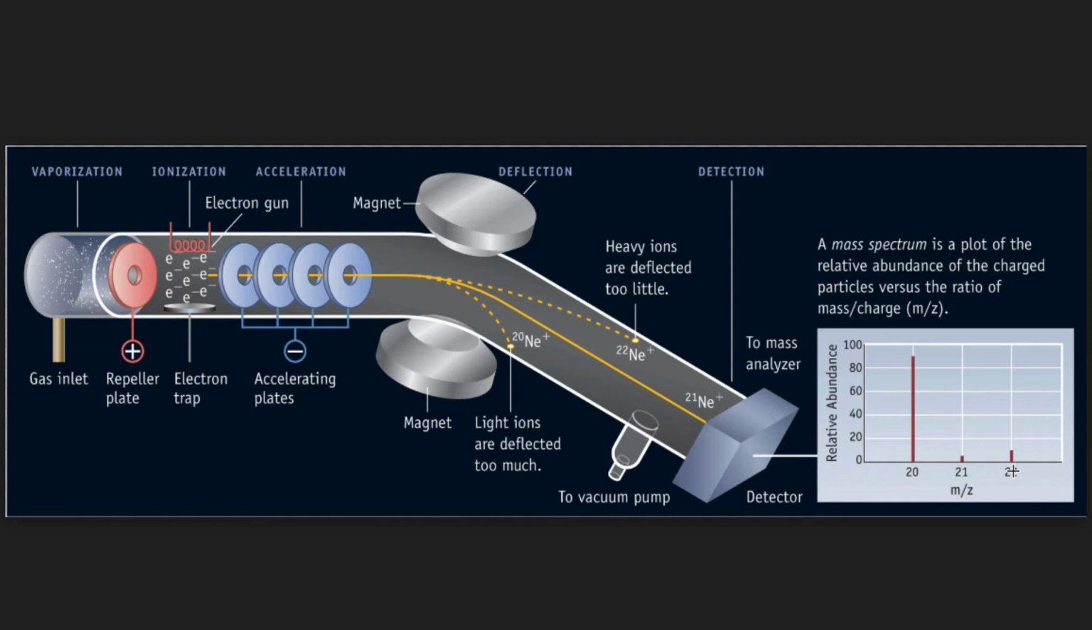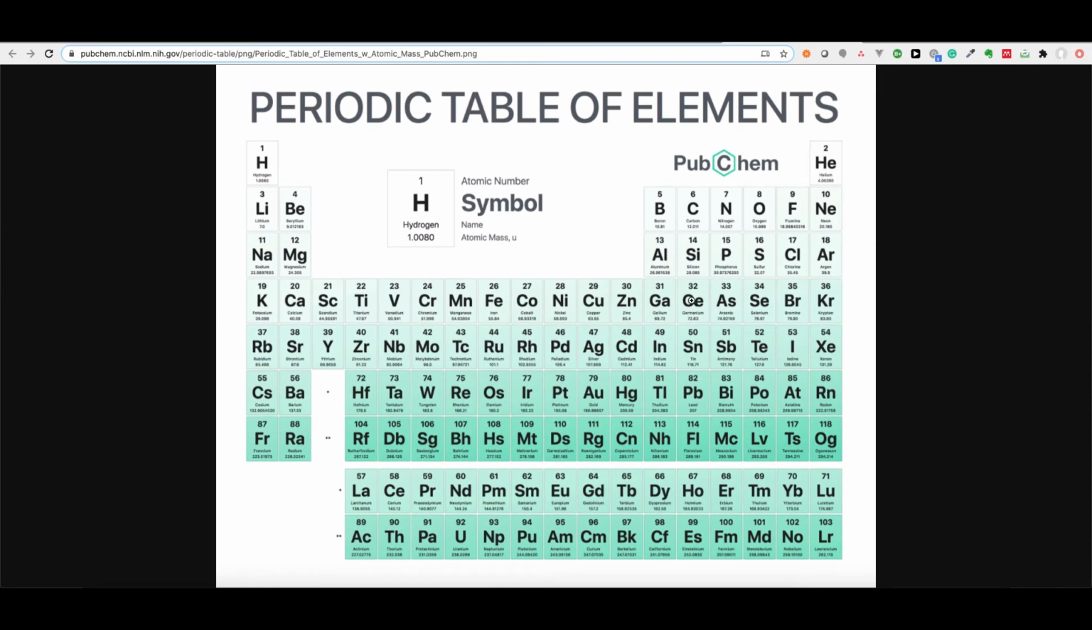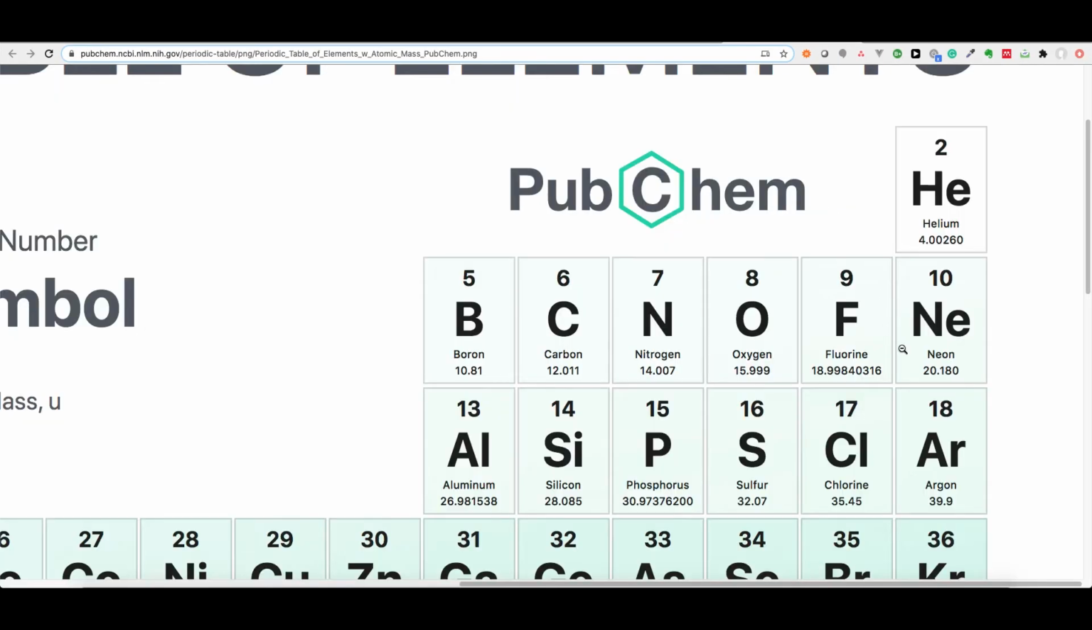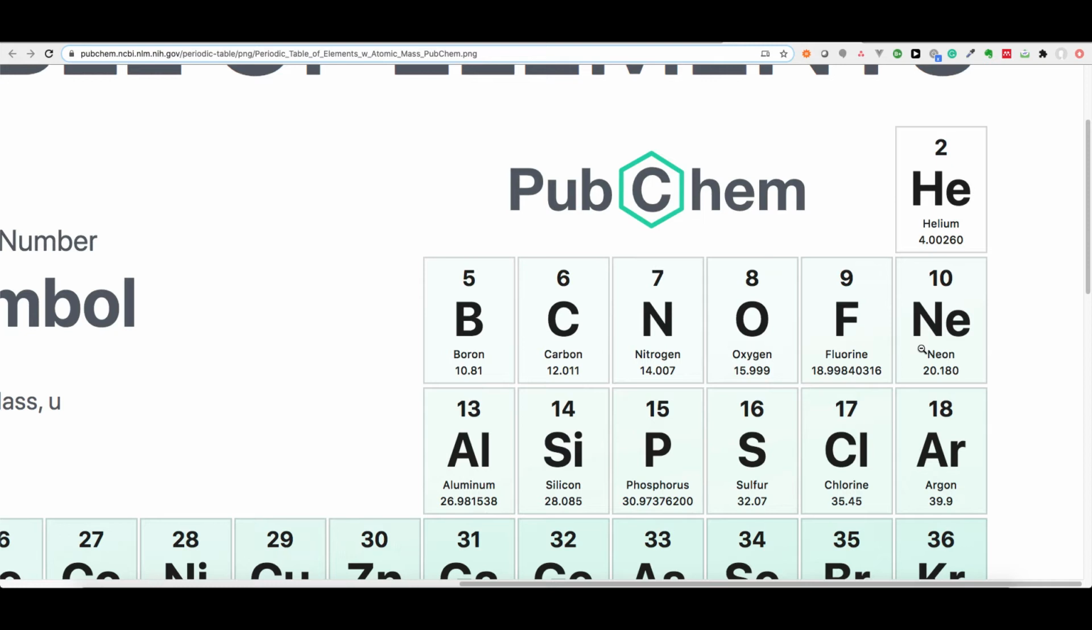Right? Now, relative abundance is a very important term because if we go back to the periodic table that we started to look at last class and we go looking at neon, we discover that neon, element number 10, therefore it has 10 protons, has an atomic mass of 20.180. Now, what should be obvious is that that isn't 20, 21, or 22. It's neither of them. It is an amalgamation of those 3.